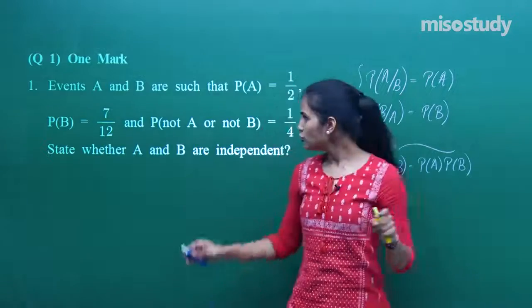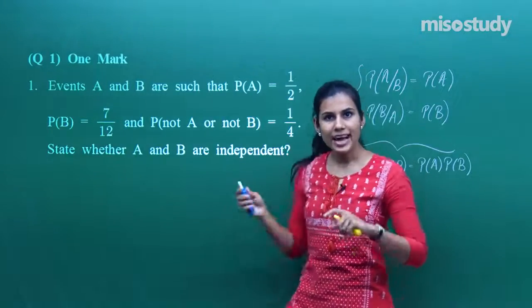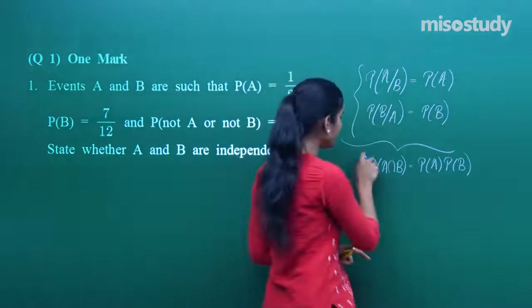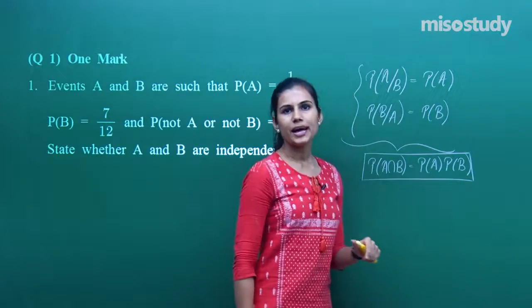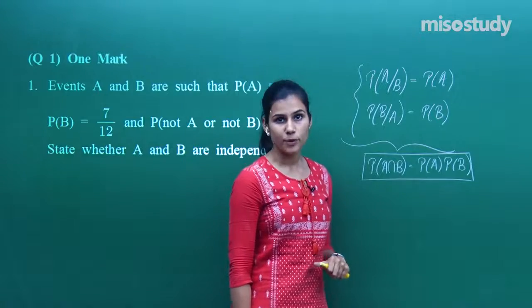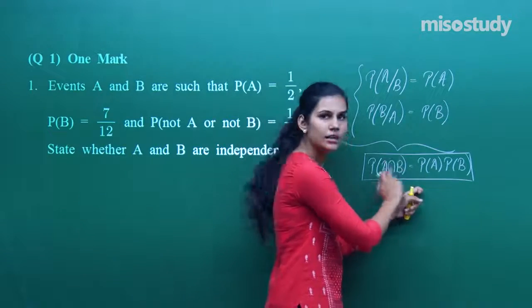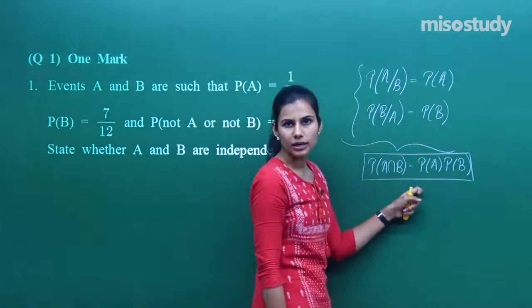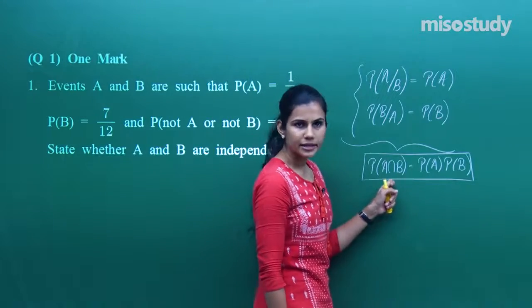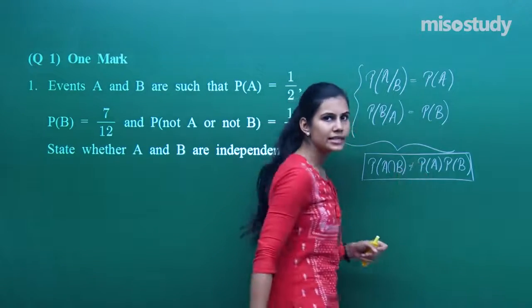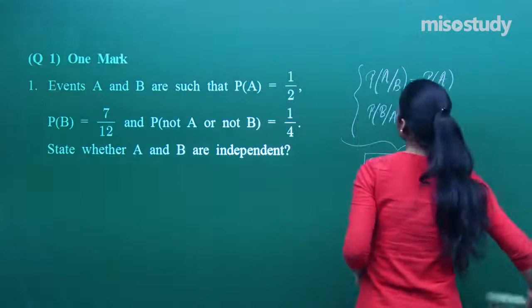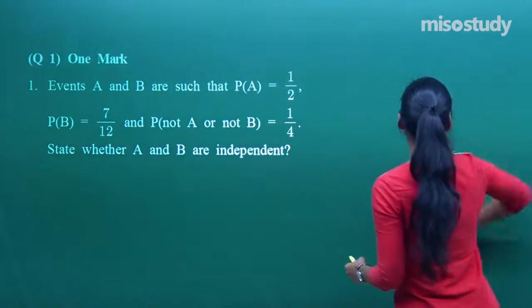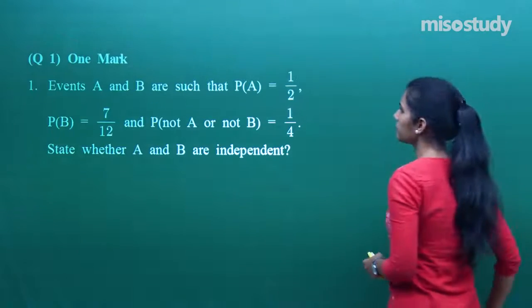That means if I have to show that A and B are independent, I have to conclude that whatever is the probability of their intersection, that is equal to the product of their individual probabilities. If these 2 come out to be equal, A and B are independent, and if they happen to be unequal, A and B are not independent. So let's begin with watching out the conclusion regarding the independence of the 2 events A and B.